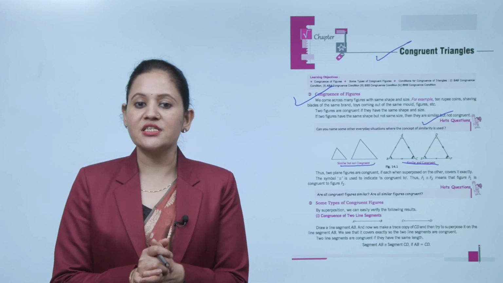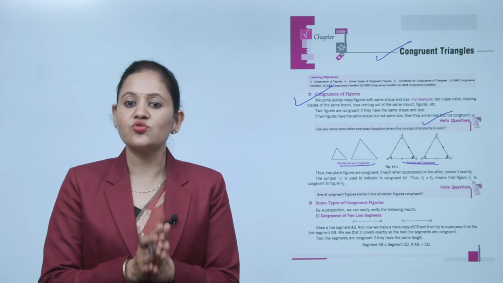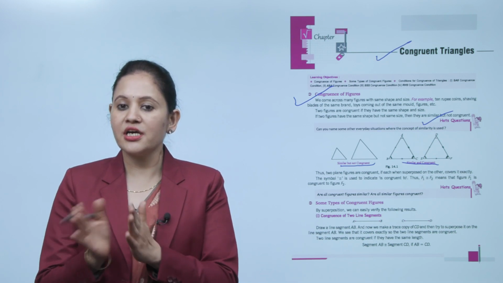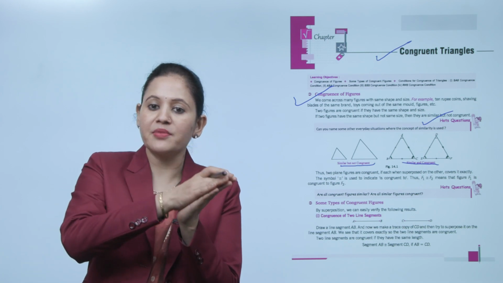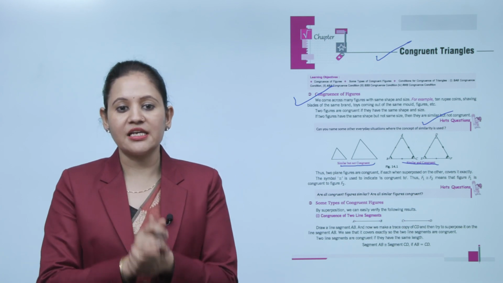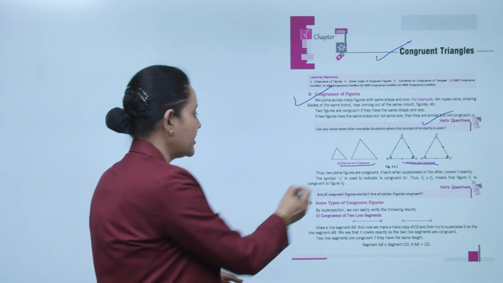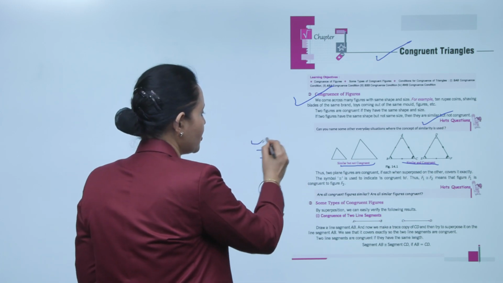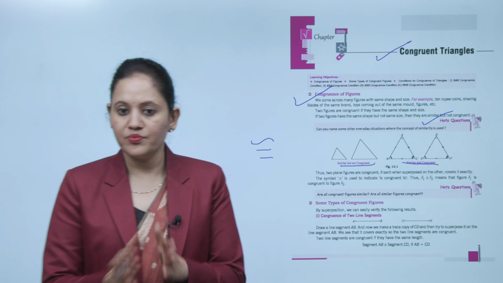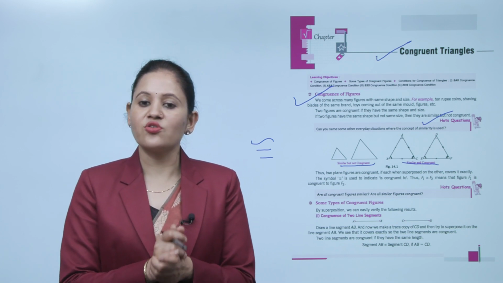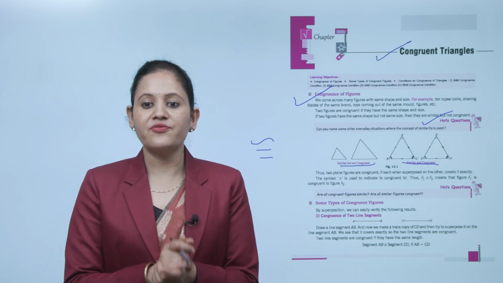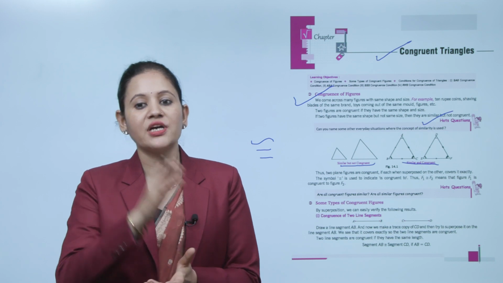Thus, two plane figures are congruent if, when one is superposed on the other, it covers it exactly. This is the symbol used to indicate congruent to. Thus, F1 is congruent to F2 means the figure F1 is congruent to the figure F2.